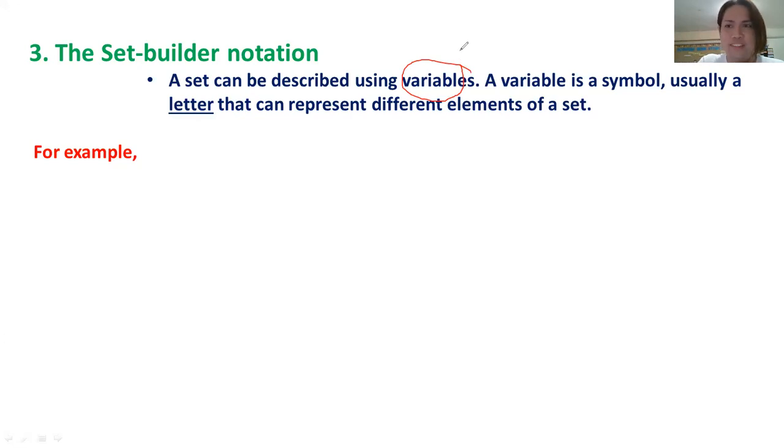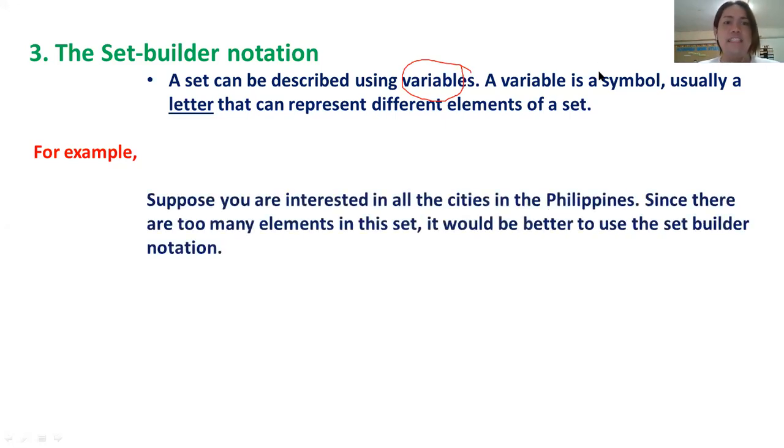Let's have an example. Suppose you are interested in all the cities in the Philippines. Have you been in several cities in the Philippines? If not yet, maybe in the future, not at this time because it's still pandemic. So suppose you are interested in all cities in the Philippines. Since there are too many elements in the set, it would be better to use the set builder notation.